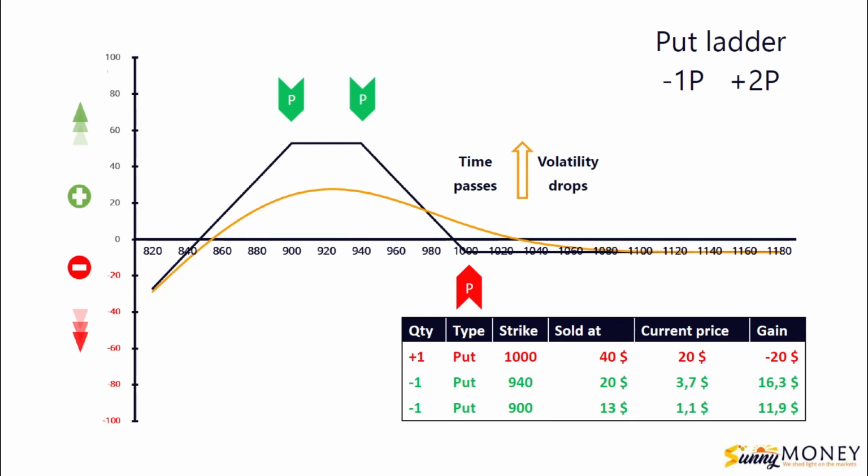Here's what happens to our options if we lower the volatility and leave the price of the underlying unchanged. The put we have bought loses 50% of its value, going from $40 to $20, and the puts we have sold lose much more in percentage terms. In fact, the 940 put loses 82%, while the 900 put loses 90%. The combined effect increases the at-now line and takes our position into profit.